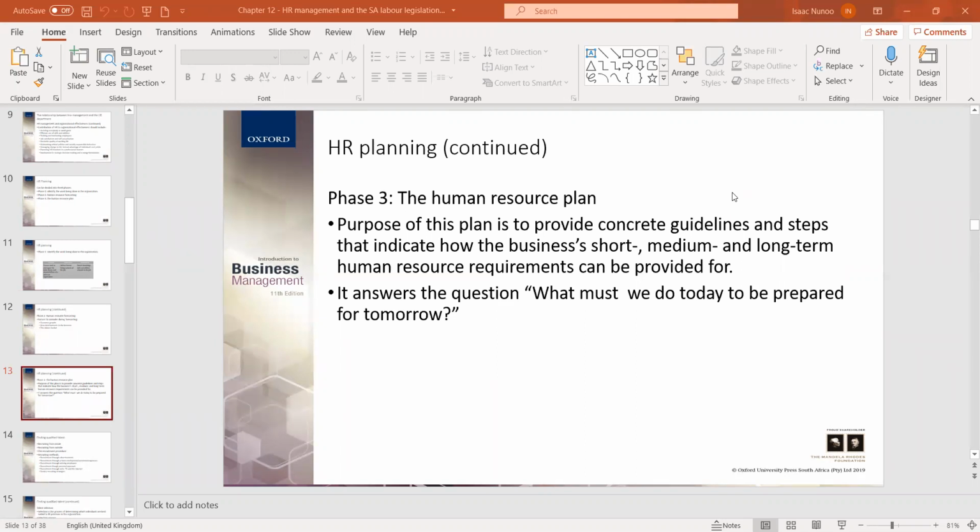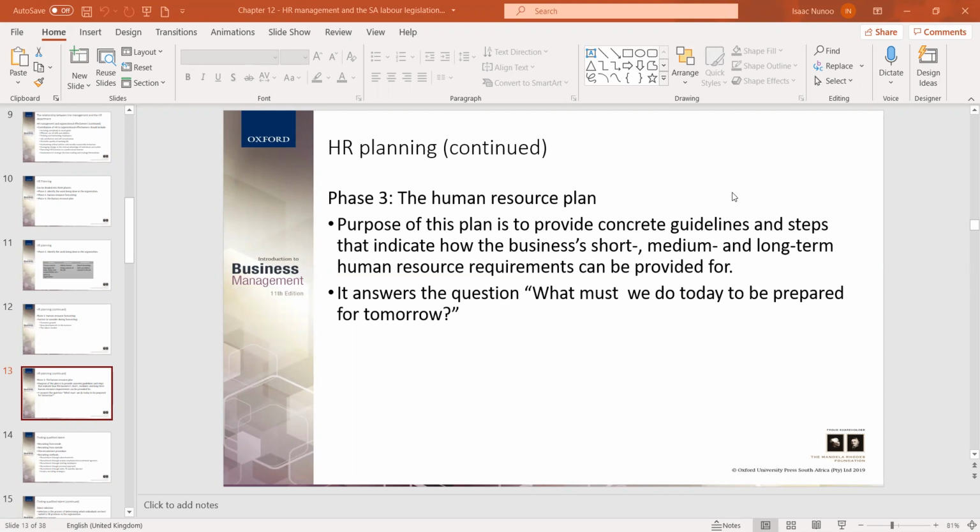So the human resource plan tells us that if your company starts at this level or progresses to this level, how many people will be needed. As time goes on, how many people can be factored in, in the medium and long term, and how the company should expand. So the human resource plan basically has a strategy.